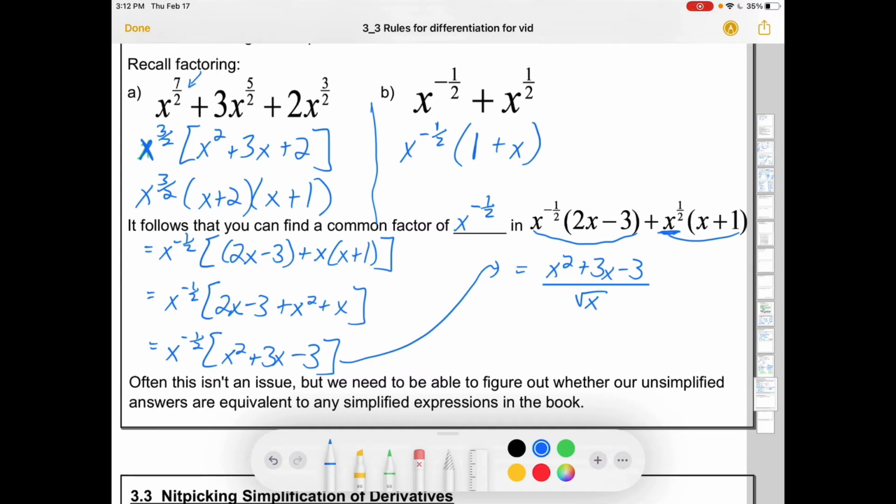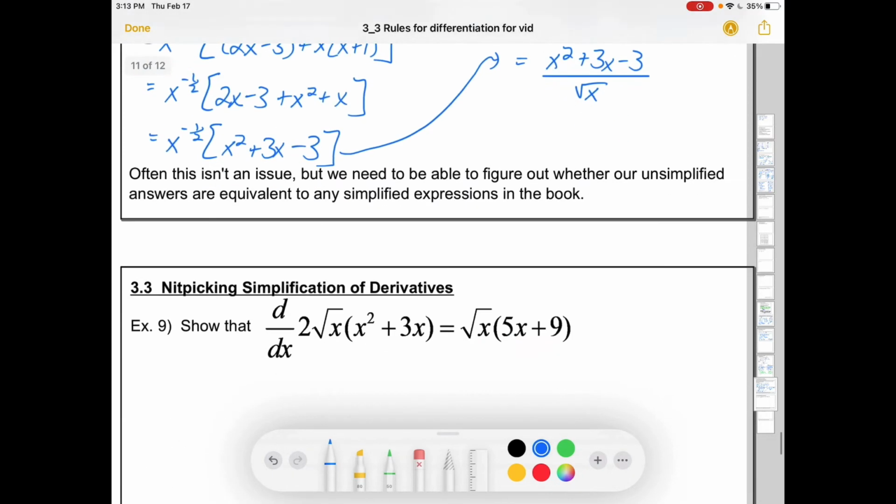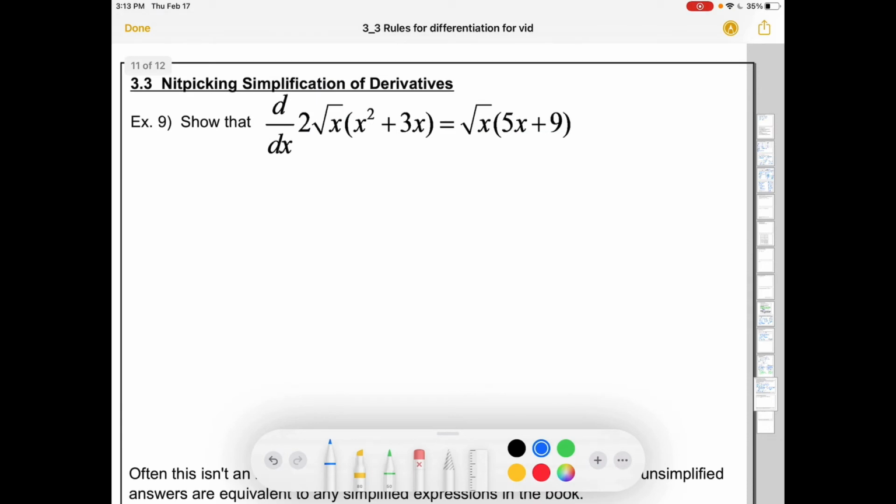Often this is not an issue, but we do need to be able to figure out whether our unsimplified answers are equivalent to any expressions that are in the book. We also just value elegance in answers.